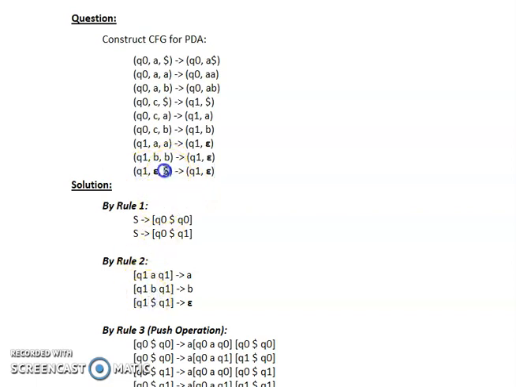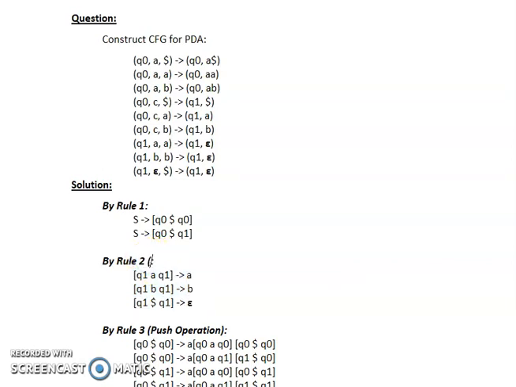Then the top of the stack, that is our dollar, is copied over here. Then the new state to which the PDA is moving, Q1, is copied over here, and then the input symbol, epsilon, is copied on the right hand side of the production rule. So the three production rules corresponding to these three pop operations are over here. So we can say that these are our pop operations.